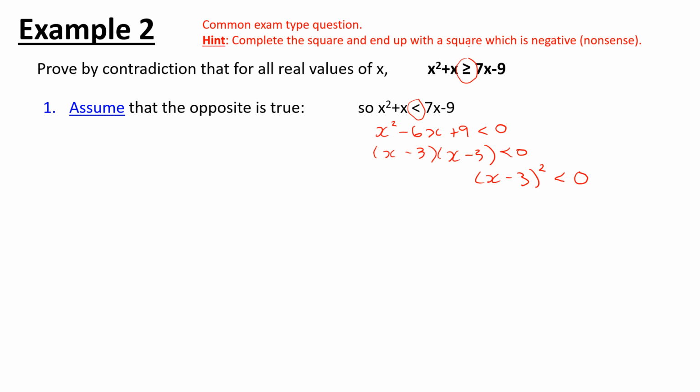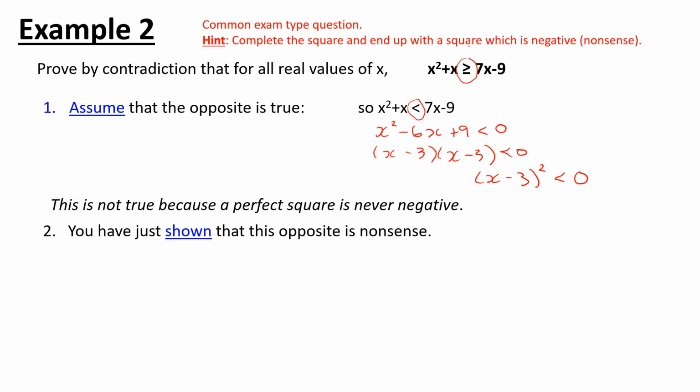So now I've shown that something squared is less than 0. So I've shown here that a square number is negative. Now obviously this is not true because a perfect square is never negative. When you square anything, it's always 0 or higher. So we've just shown that the opposite is nonsense.